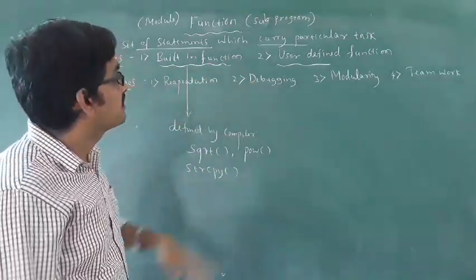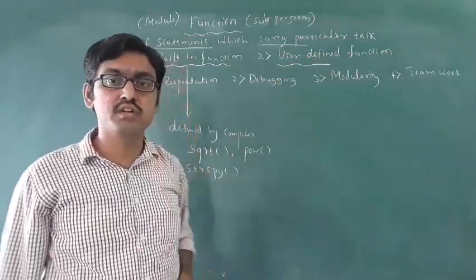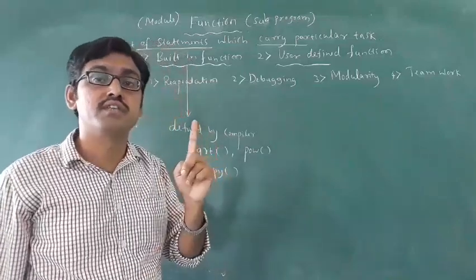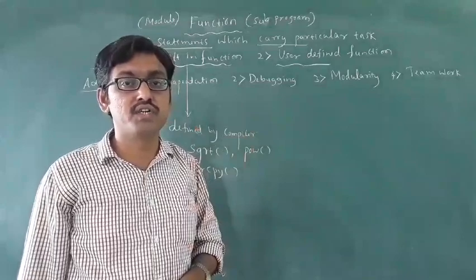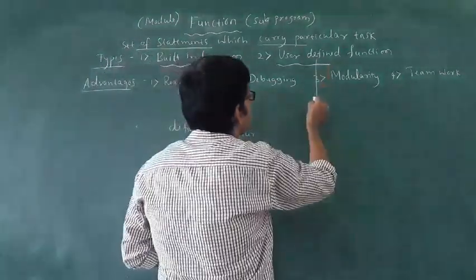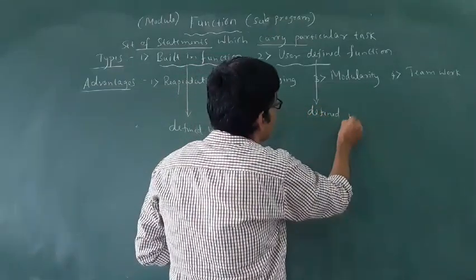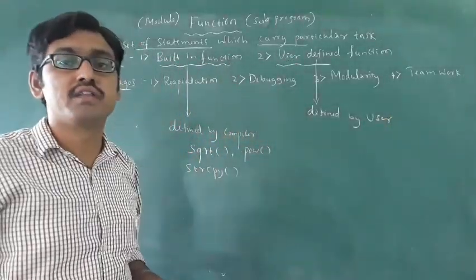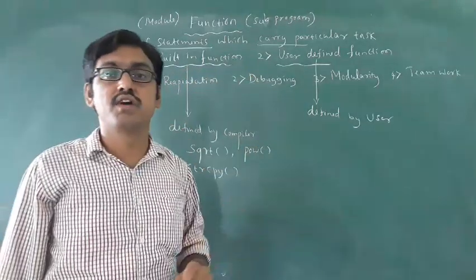Then the second one is a user defined function. This word comes in the structure of C++. What is a user defined function? These are functions that can be defined by the user. These types of functions are called user defined functions.